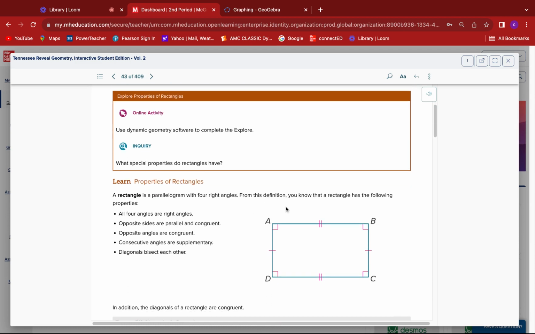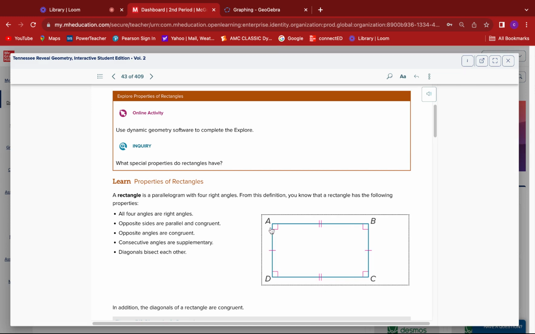It is a part of the parallelogram family. So your opposite sides are parallel. Your opposite sides are equal to each other. Your opposite angles are equal to each other. In fact, they are all 90. The four angles add up to be 360. Let's see what else. Consecutive angles, 90 and 90 make 180.